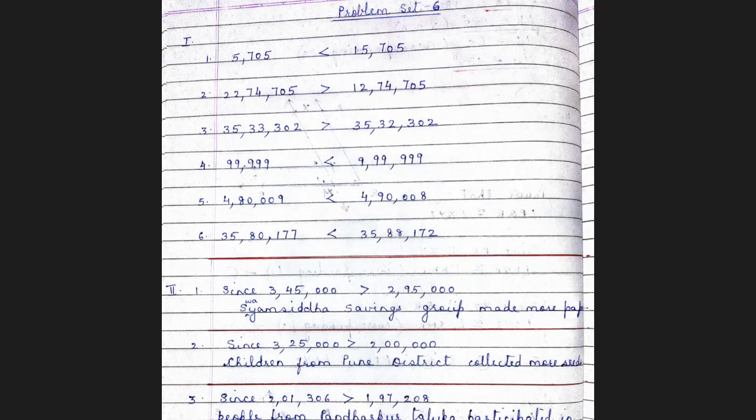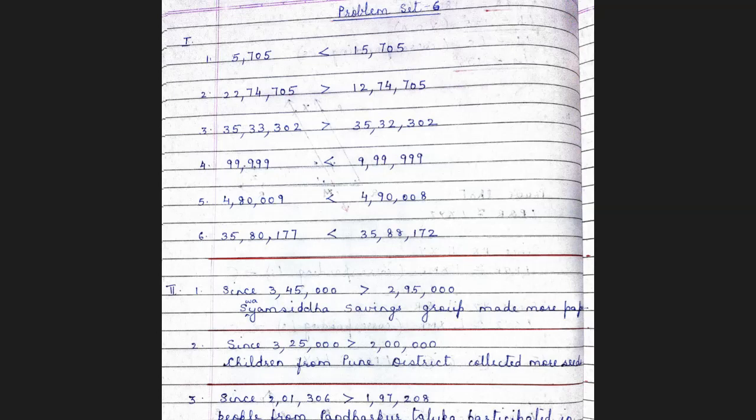Question number 4, 99,999, 9,99,999. The number to the left has 5 digits, number to the right has 6 digits. Therefore, the left hand side number is smaller than the number to the right. 99,999 is lesser than 9,99,999.